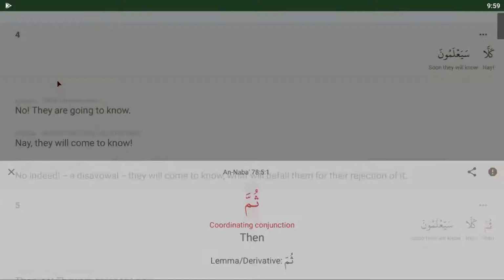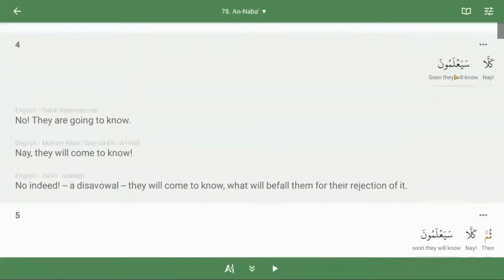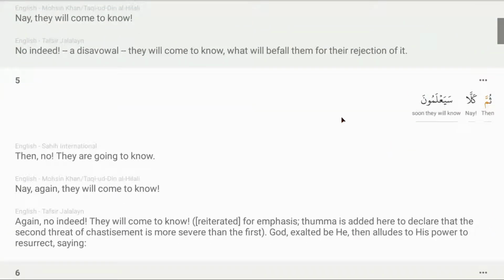Thumma kalla sa'alamun. Again, no, indeed, they will come to know. Right? So he reiterated for emphasis. Thumma is added here to declare that the second threat of chastisement is more severe than the first. Then God, exalted be He, that is Allah subhanahu wa ta'ala, alludes to His power.